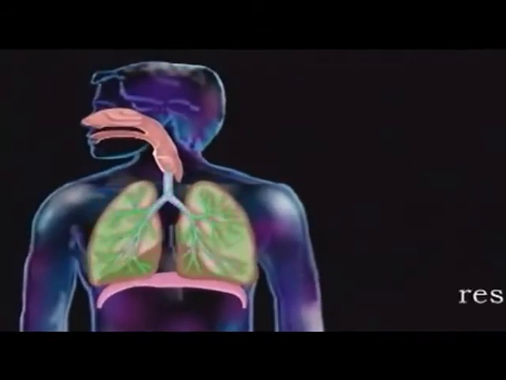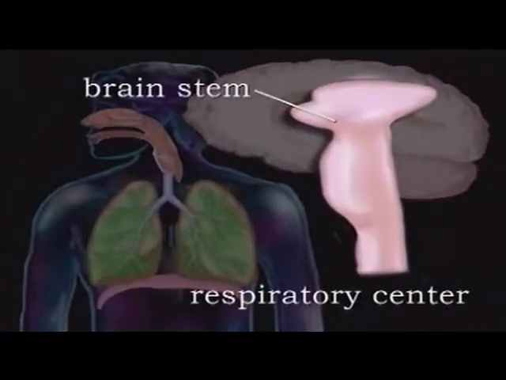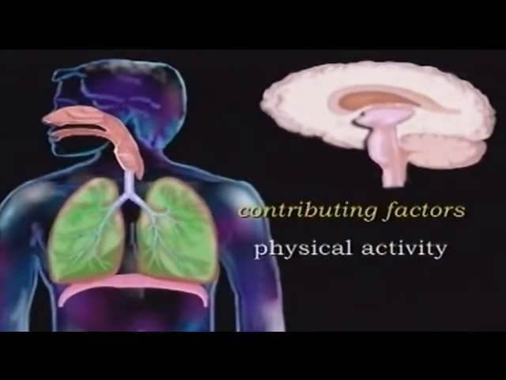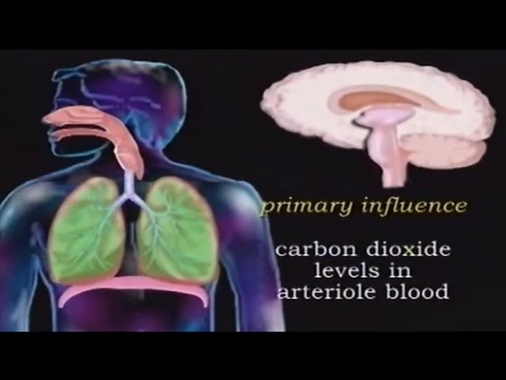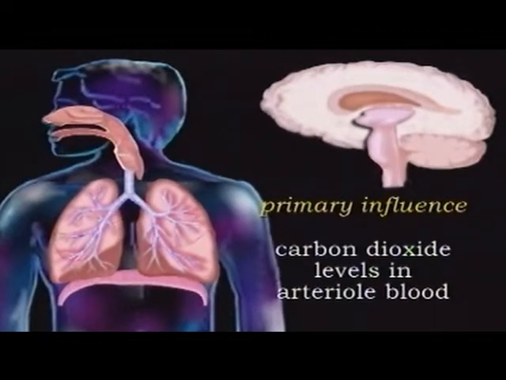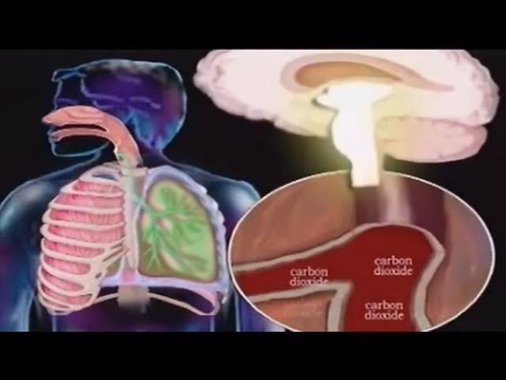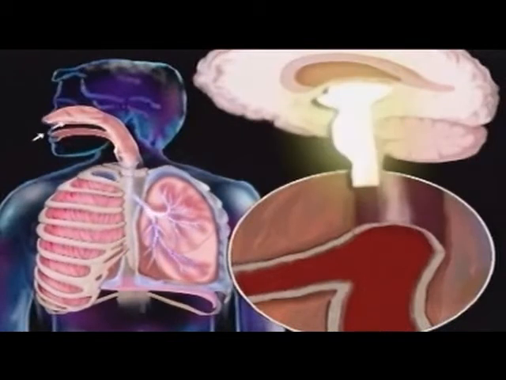Involuntary respiration is controlled by the respiratory center located in a part of the brain called the brainstem. Although many different factors contribute in regulating respiration, including physical activity and emotions such as fear and anxiety, the respiratory center is primarily influenced by carbon dioxide levels in the arterial blood. As carbon dioxide levels increase, the brain prompts the diaphragm and intercostal muscles to contract, which, as we have seen, initiates inspiration. Carbon dioxide buildup in the bloodstream is the single most important stimulus to breathe.